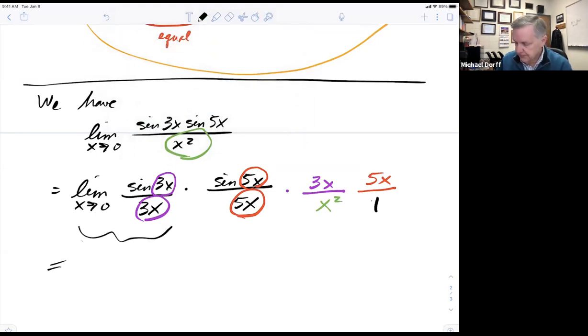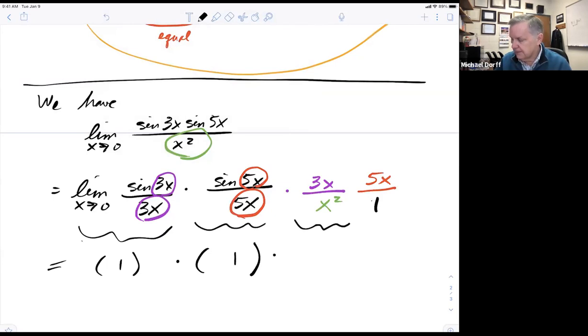All right, this first part equals 1 by the property or the identity that we had before. The second one equals 1, again, because what's in the purple circle, the 3x after the sine matches the 3x in the denominator. And in the red one, the sine of 5x, the 5x in the top matches the 5x in the bottom, so I get 1.